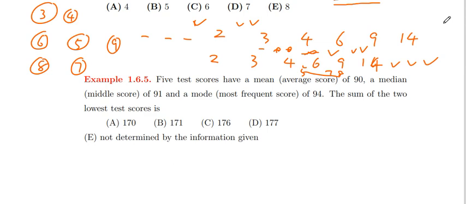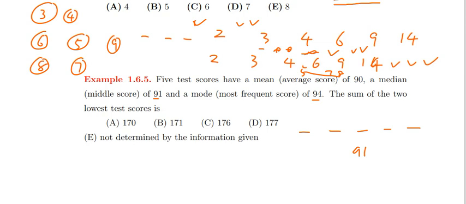Okay, so let's continue. Here we have 5 scores. These 5 scores have a mean of 90, a median of 91, and a mode of 94. So let's say we have 5 numbers. Their average is 90. The median is 91, so we know this number should be 91.